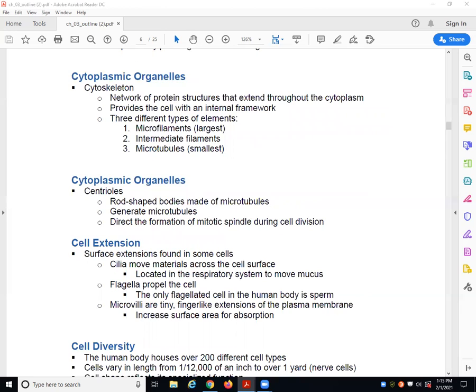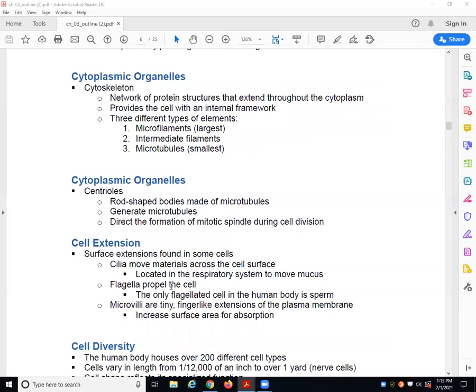We'll also have cellular extensions on the outside of the cell, on the surface. You have the cilia, the flagella, and the microvilli. The cilia are going to move materials across the cell surface. So they just kind of blow things over the surface. Okay? And they're located in your respiratory system, help you move your mucus. Okay, that's one place where you'll find cilia.